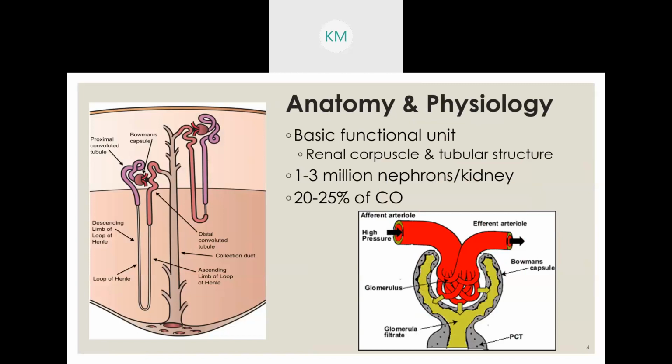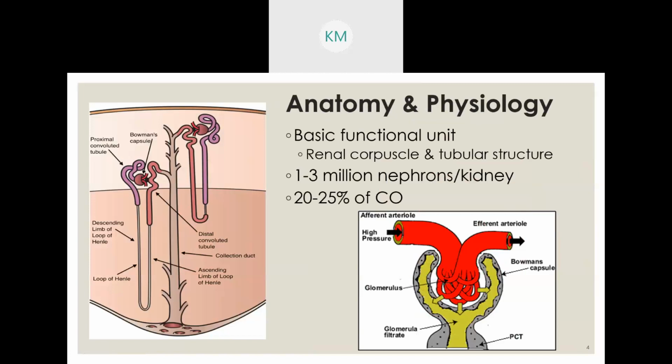All right, so you might remember way back in block 1, I believe this is what was taught to you as well, that the basic functional unit of the kidney is the nephron. It is made up of a renal corpuscle, which is the glomerulus and Bowman's capsule, and tubular structure. You can see here on your left, Bowman's capsule, the proximal, and over here is another one, and I'll be going over what this represents in just a minute.